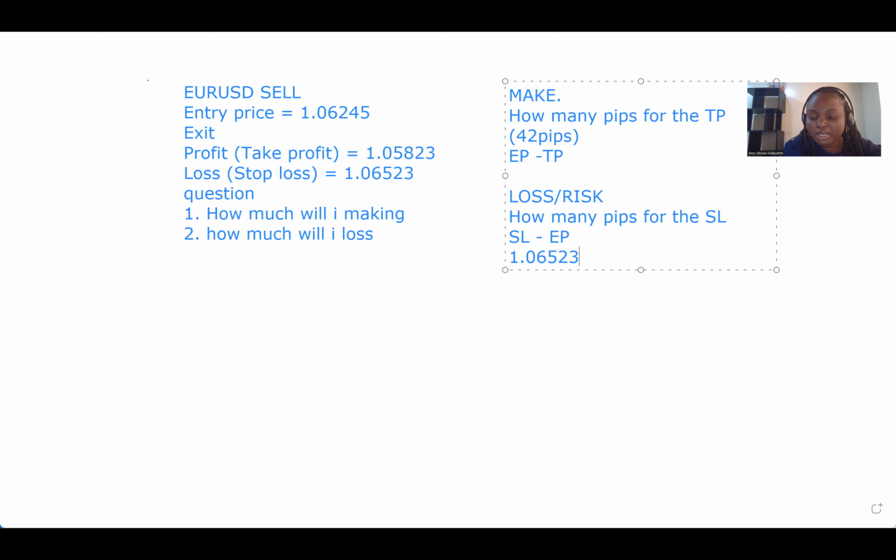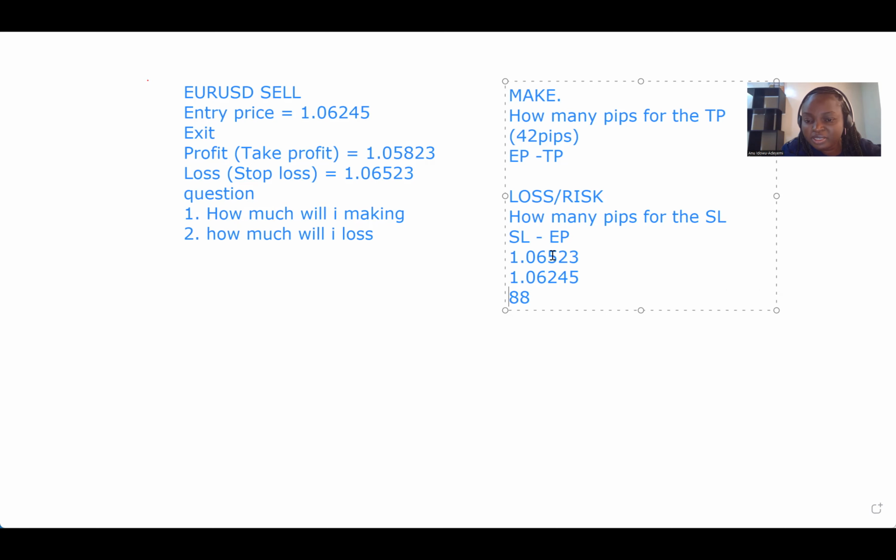1.06523 minus 1.06245. Now, to subtract: 3 minus 5, impossible, so you borrow 1 from here. When you borrow 1 from here, this will be 13. So 13 minus 5 is 8. So remember, this is now 1. So you borrow 1 from here, this is 11. 11 minus 4, that's 8 also.